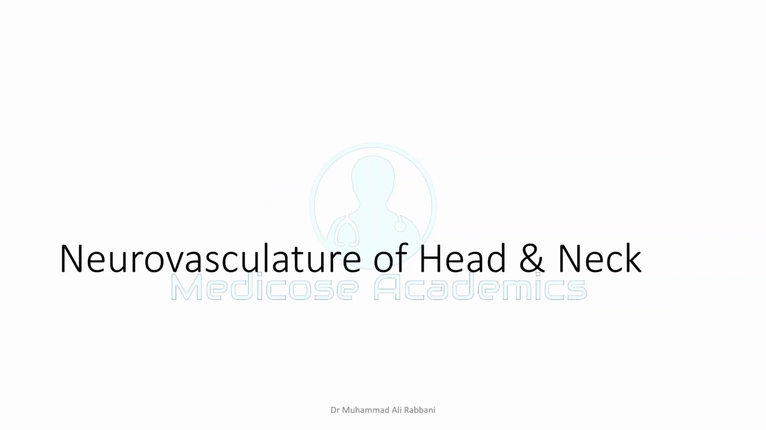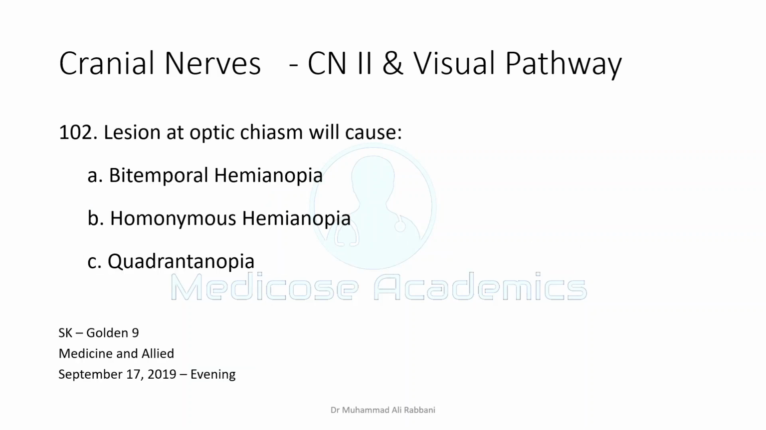So the neuromusculature, I'll be discussing cranial nerves here. I'll be discussing the lesions of the cranial nerves, but actual nuclei, that part will be included in the brainstem, and that will be in the part of the next video. For these particular exams, Golden 9, Medicine and Allied, there was no question about the olfactory nerve, I'm sorry, and the cranial nerve number 2 and visual pathway.